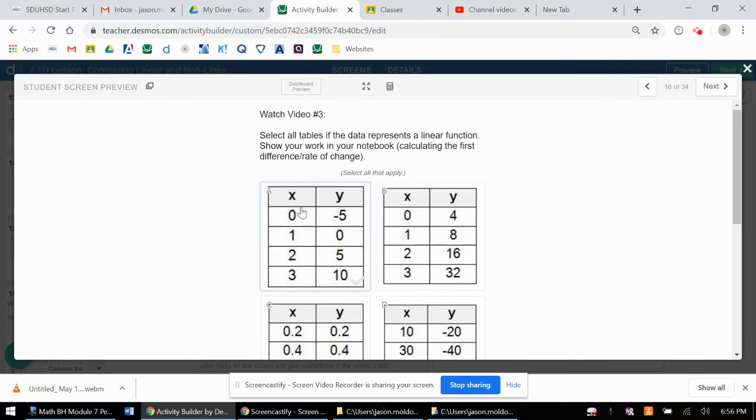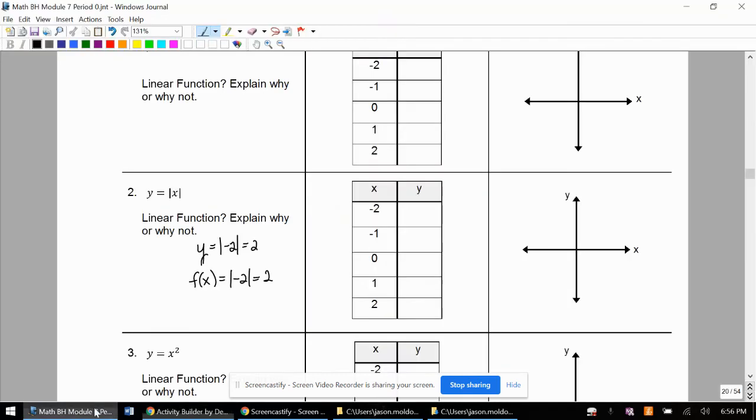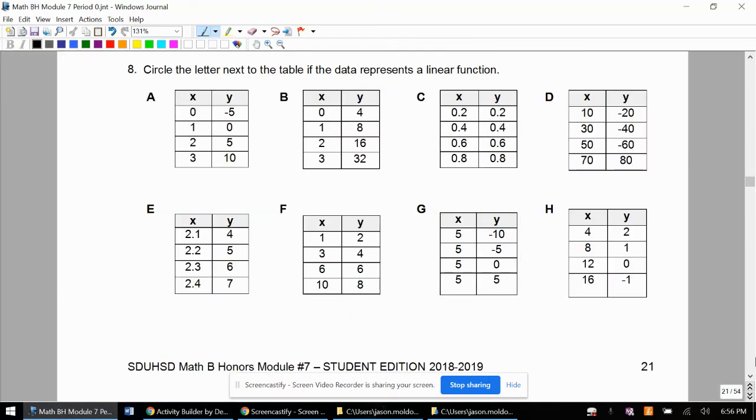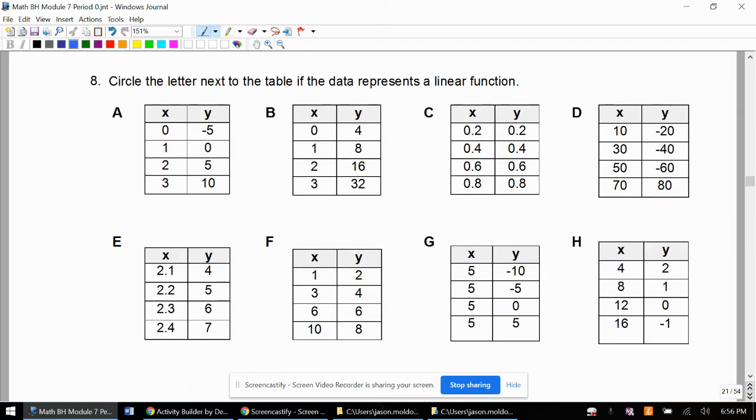And this example has 2, 4, 6, 8 different tables. So I'll pull it up on mine just so I can show you doing the constant first difference work. If you need to see this again, we did this in modules 2 and 3. And we'll try to figure out which of these are linear. I'm not going to do all of them for you. I'd like you to try some of them. If you watch one of these and you think you got it, by all means, feel free to pause the video or stop it.